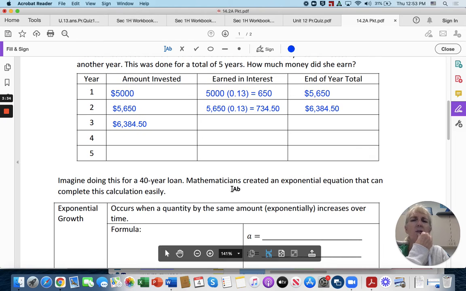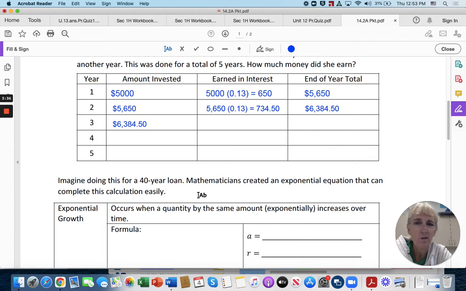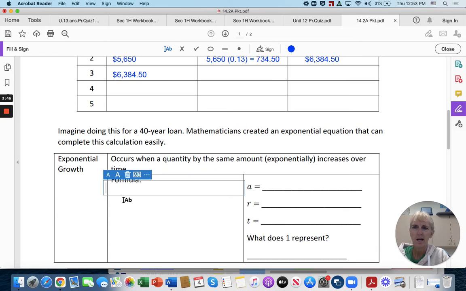Okay, so can you imagine doing this for a 40-year loan? Mathematicians created an exponential equation that can complete this calculation easily. Okay, so we did an exponential one, and the formula for that is A, and that's the amount, equals little a times 1 plus r raised to the power of t.